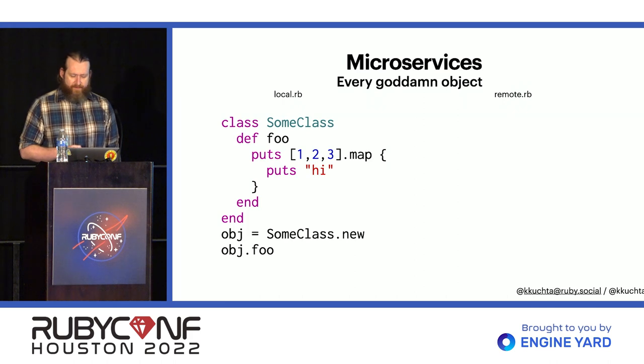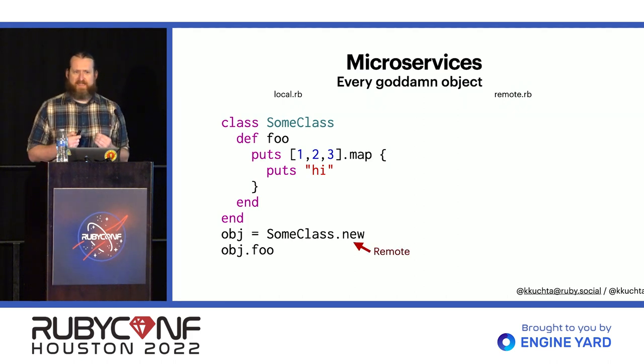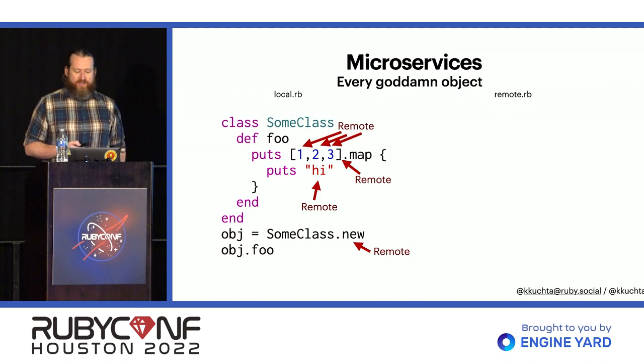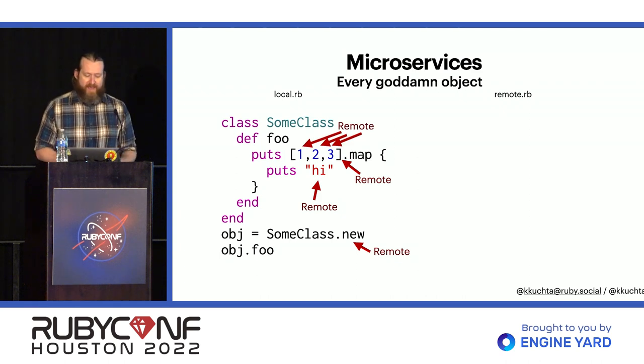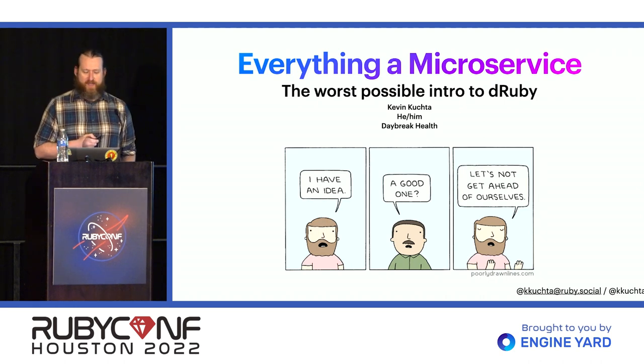And of course, our custom objects should be microservices, but this is Ruby. Everything's an object, and therefore everything should be a microservice. This array should be a microservice, this string should be a microservice, even these integers should run on a remote server. And to that terrible end, I give you this talk. Everything a microservice, the worst possible introduction to dRuby.